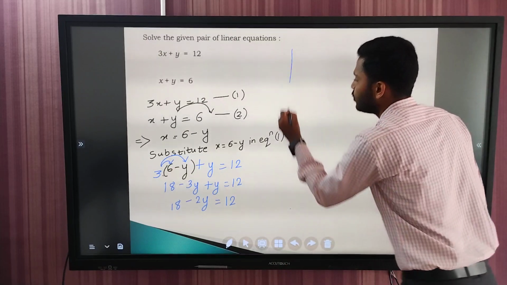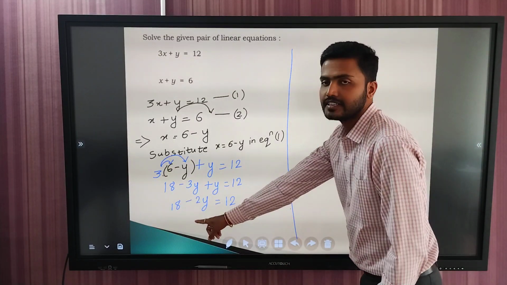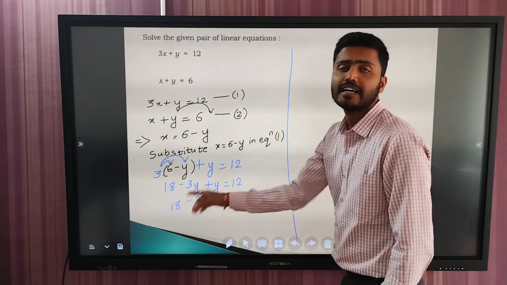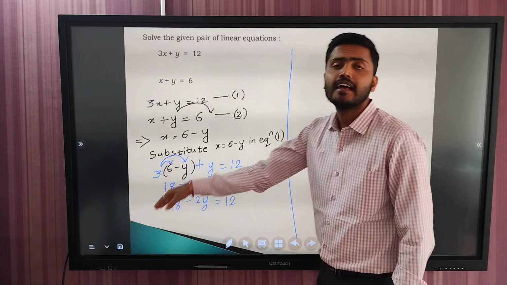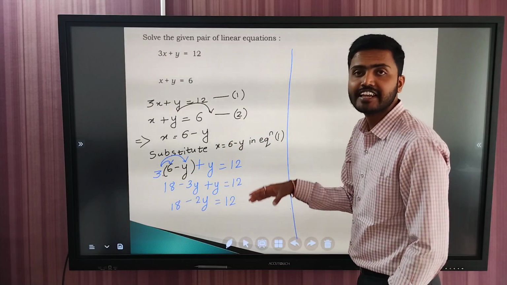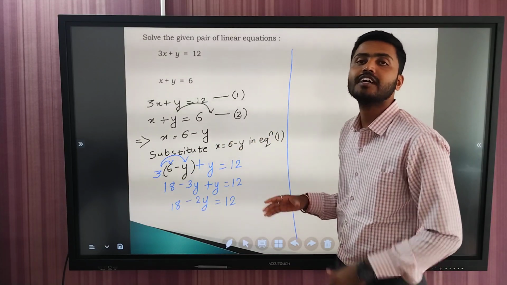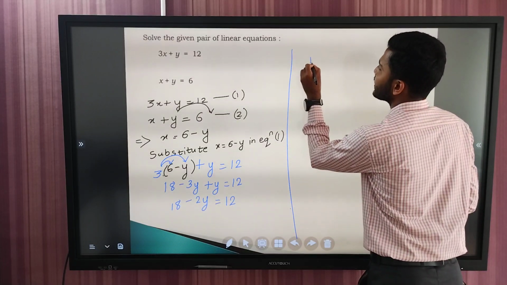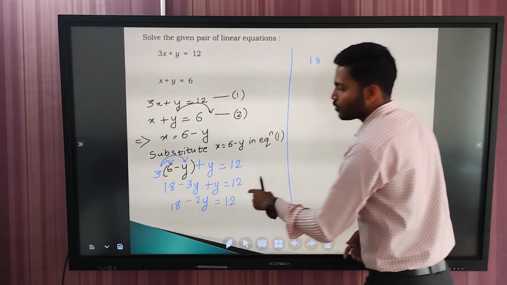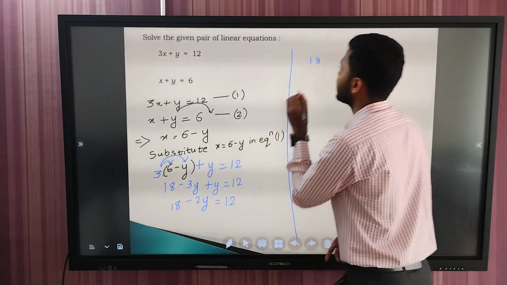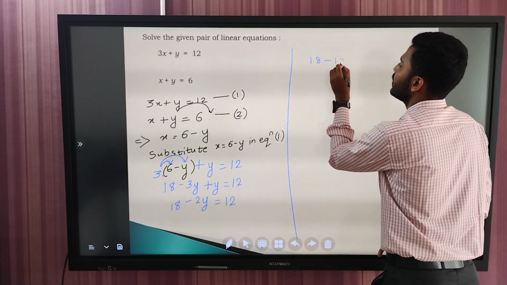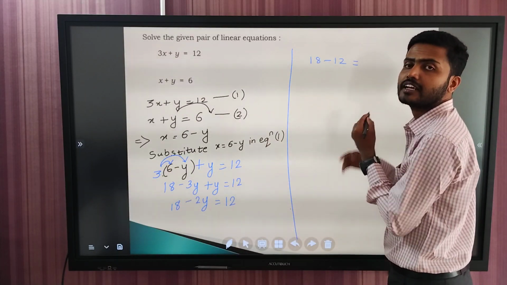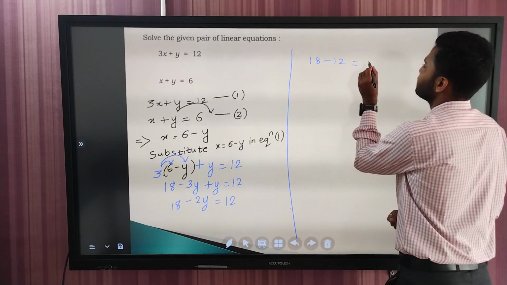Now what do we do? We just have to take this minus 2y on this side and plus 12 on this side, so that the numericals are on one side and the term involving the variable is on the other side of the equation. I'll keep 18 as it is. Plus 12 goes to the left hand side and becomes minus 12, and minus 2y comes to the right hand side and becomes plus 2y.